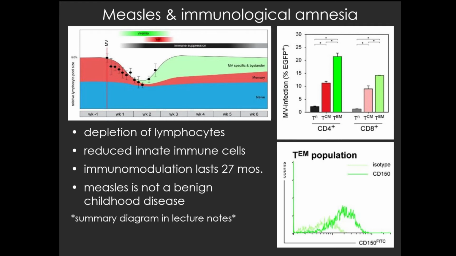So the take-home message is that measles, which sometimes people refer to as sort of a benign childhood disease, is in fact not benign at all. And the ability to stop measles infection means that you're preserving the immunological memory that results either from infection with other infectious agents or from immunization with other infectious agents.